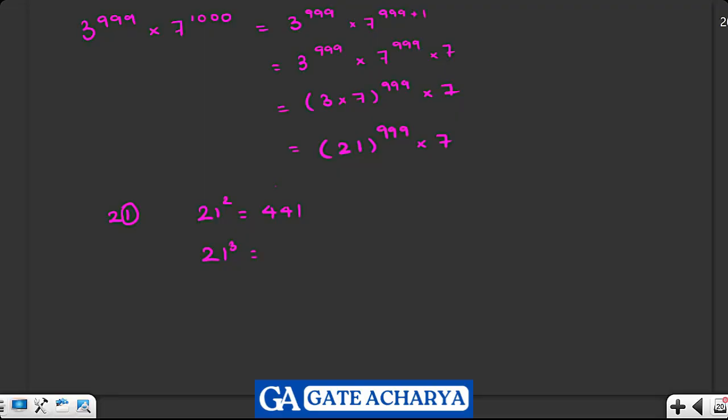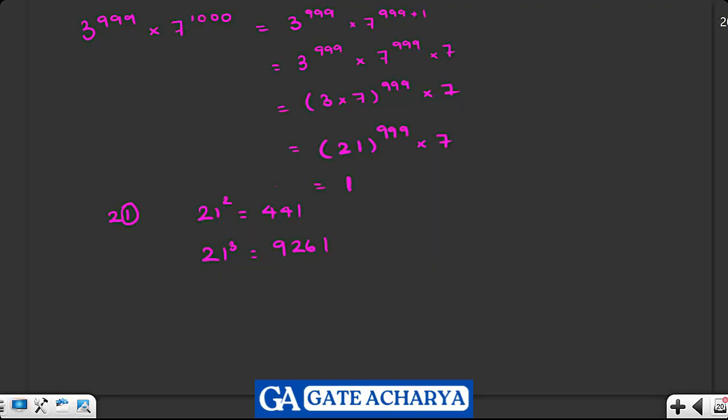21 into 21 into 21 is 9261. I'm not interested in the value of it. What I'm interested in is the unit place. You can see that for any power of 21 you raise, the unit place is always going to be 1, irrespective of all the other values. So 21 raised to 999 is also going to have a unit place of 1. Understood? This is the reason why I converted like this.